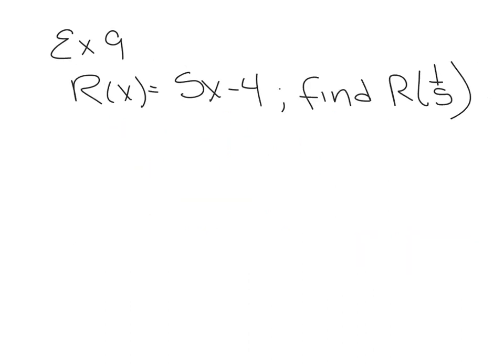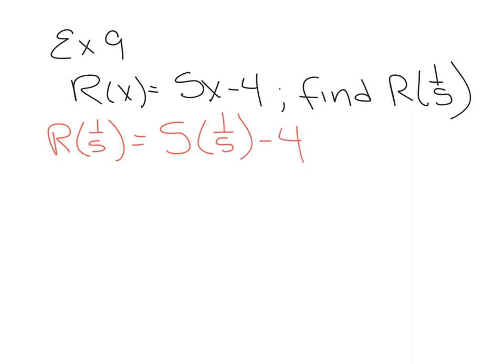Okay, example 9, we're given the function r of x equals 5x minus 4, and being asked to find r of 1/5. I know half of you are freaking out about this 1/5 right now. It's okay. If you have trouble with fractions, you just need to practice them a little bit more. We're going to put the 1/5 in for x, or substitute it in. So that looks like this. R of 1/5 equals 5 times 1/5 minus 4.